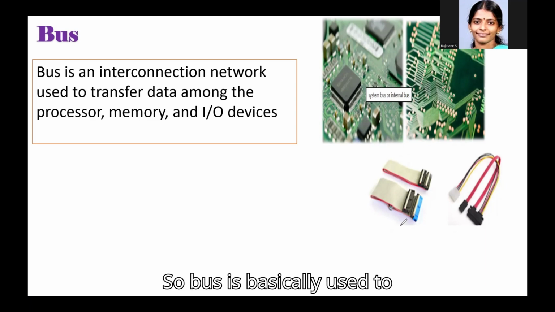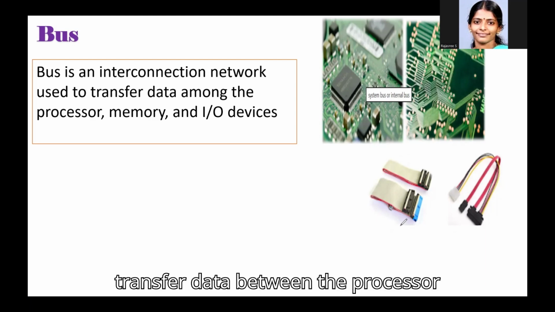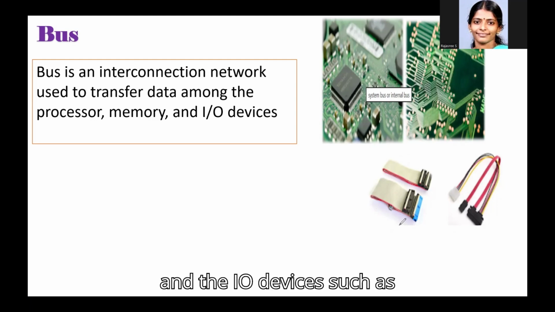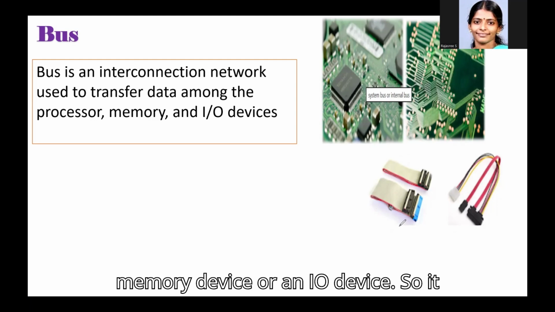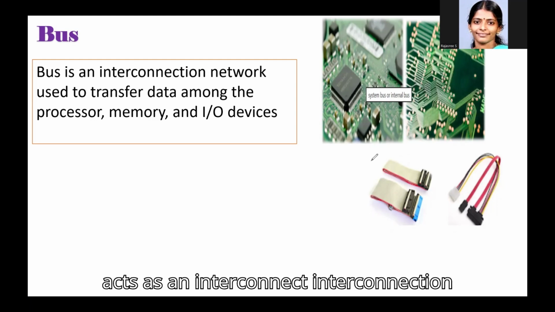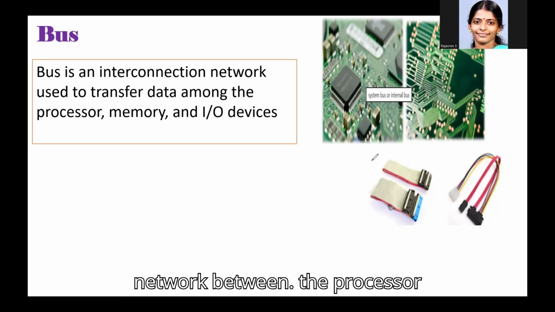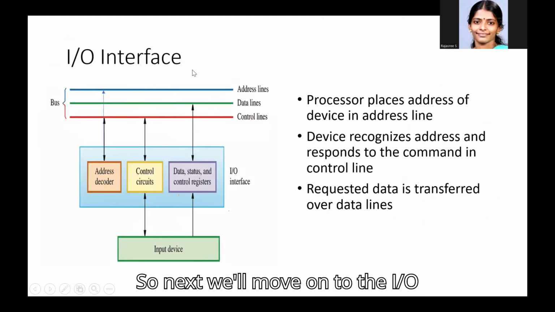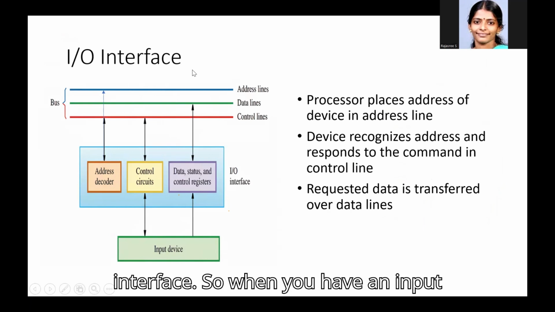So what is a bus? A bus is basically used to transfer data between the processor and the I/O devices, such as a memory device or an I/O device. So it acts as an interconnection network between the processor and the I/O devices. Next we'll move on to the I/O interface.